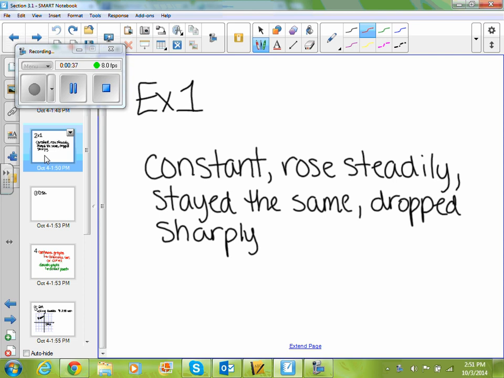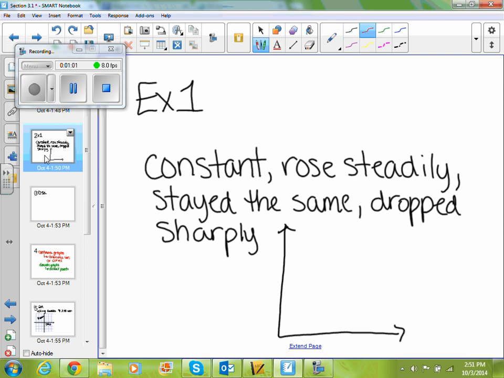And so for this part, I wrote down our words that were important, okay? So our air temperature was constant, okay? So constant's one of our key words. Then it rose steadily, so rose steadily. Stayed the same, and then dropped sharply, okay? Those are our key words. That is what is telling us what our air temperature is doing. So we're going to sketch a graph to represent that.